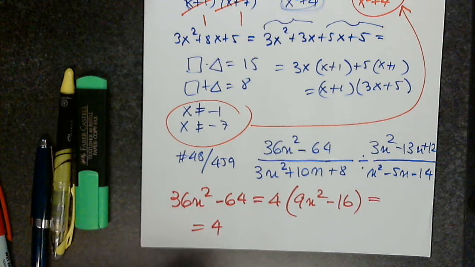Take the square root? No, I have to factor. This is not an equation. If it were an equation, yes, I would have moved the free term to the other side. I have to remember how to factor 9n squared minus 16. How do we factor that? How do we factor the difference of squares?